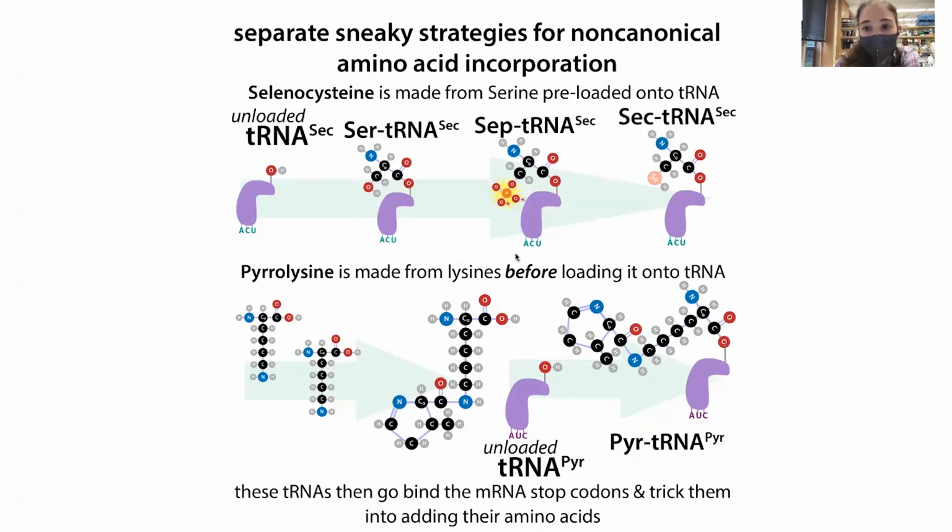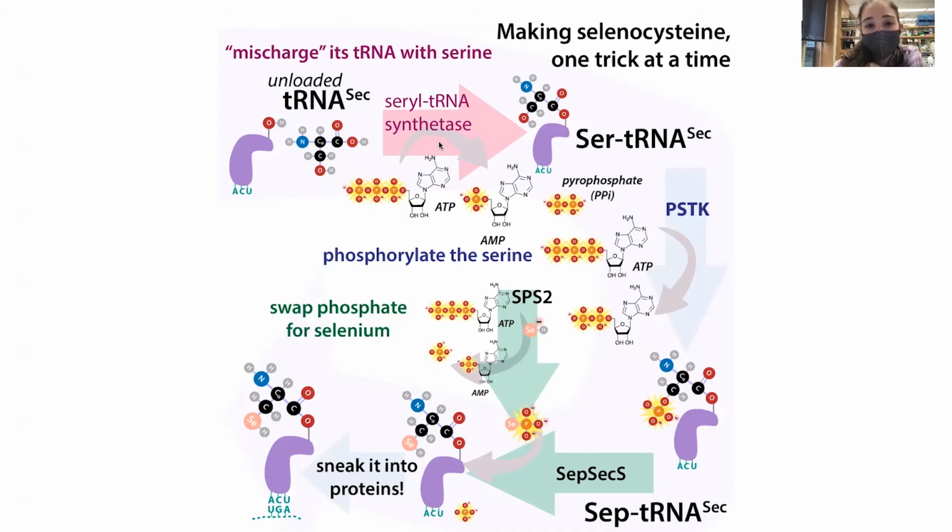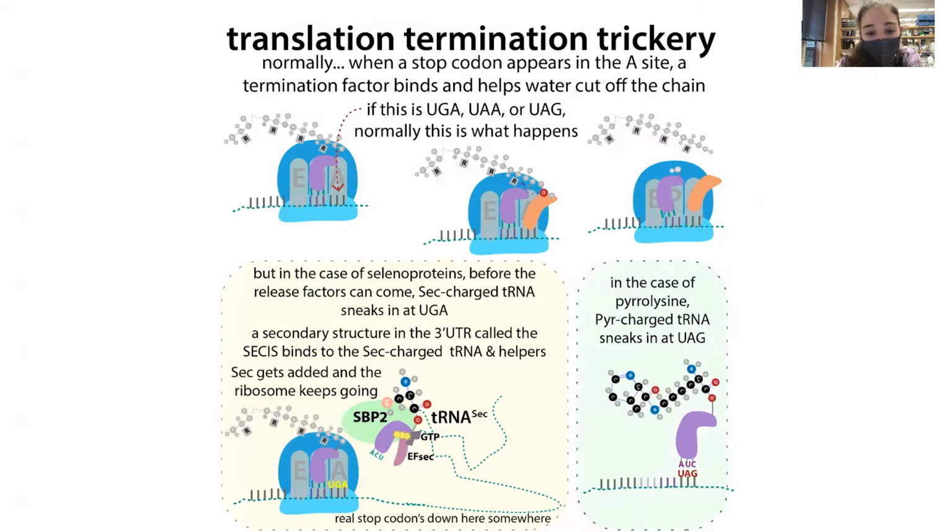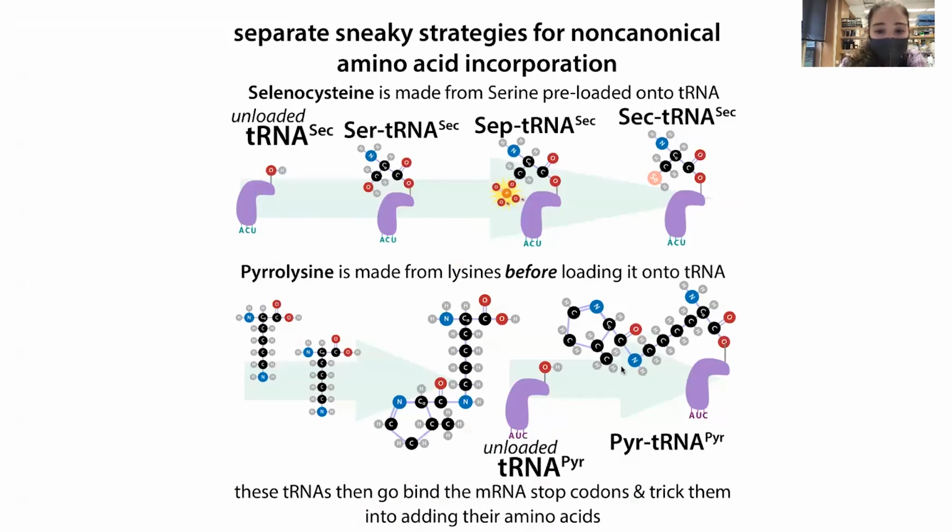Another important difference is that selenocysteine is actually made from serine after it's loaded. The seryl tRNA synthetase puts a serine onto the selenocysteine tRNA, and then this gets phosphorylated, and that gets swapped out for selenium. Your cells keep tight control over selenium, so you have to go through a bunch of special steps to controllably add it, and then all these steps to sneak it in. Whereas with pyrrolysine, you can just sneak it in as is.